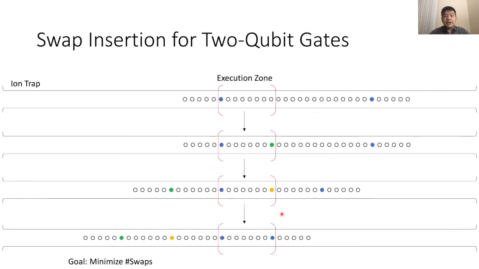For a 2-qubit gate, if the distance between the pair of qubits is longer than the execution zone, we need to add swap gates. For example, if we have a 2-qubit gate on two blue qubits, then we first swap this blue qubit with a green qubit. In the next step, we swap this blue qubit with the yellow qubit. Finally, when the two blue qubits are in the same execution zone, we can apply this 2-qubit gate on them. The goal of swap insertion is to minimize the number of swaps.